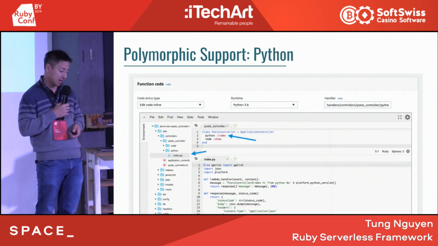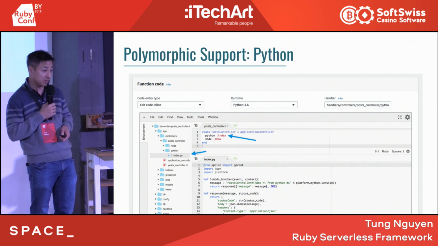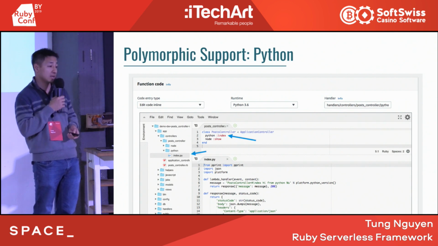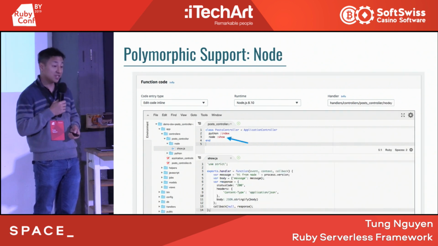So how does that look? You have this convention where you go Python index, and then you write the Python method right there in a folder with index.py, and that is Python code. That's not Ruby code there. But the Ruby code glues it together, because Ruby is such a great gluing kind of language. There's Node too. There's how you do Node, same idea. There's the Node keyword, and then there's a show.js file, so you're writing Node there.